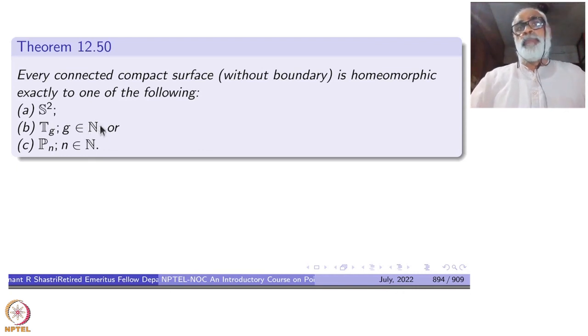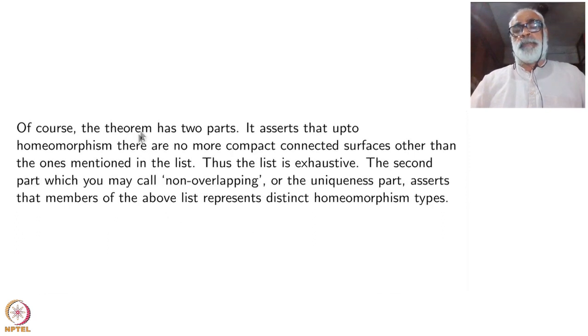So that is the second part here. There are two parts like this. The first asserts that up to homeomorphism, there are no more compact connected surfaces other than the ones mentioned in the list. The list is exhaustive. The second part, which you may call the non-overlapping list, namely the uniqueness part, asserts that members of the above list represent distinct homeomorphism types.